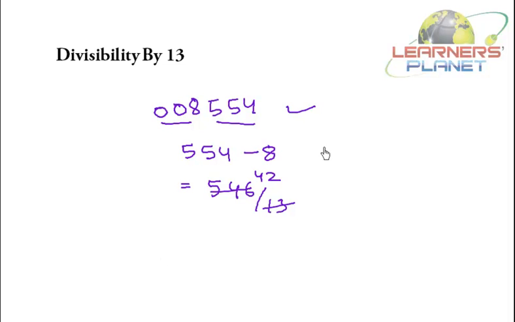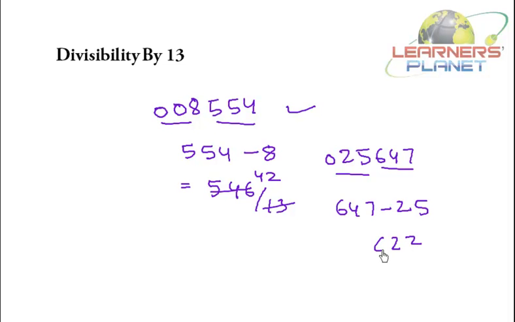Now we are having a number 2, 5, 6, 4, 7. Okay, we try to make the group of 3. Now 647 minus 25. We will be getting 7 minus 5, 2, 4 minus 2, 2 and 6.